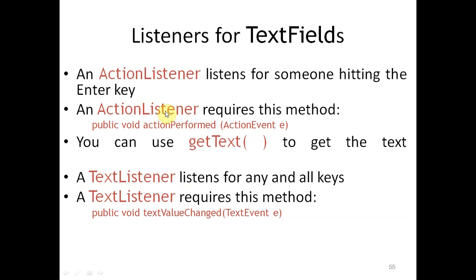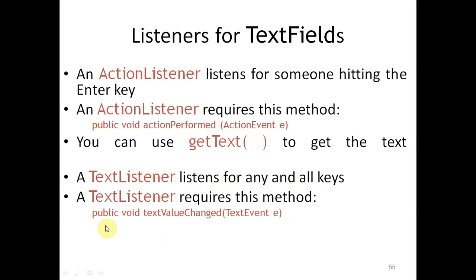Action listener is basically related to the button, and text listener is related to key press or text events. So getText is the function used in the case of the text listener. It listens to any kind of key pressing, and the text listener requires this method.